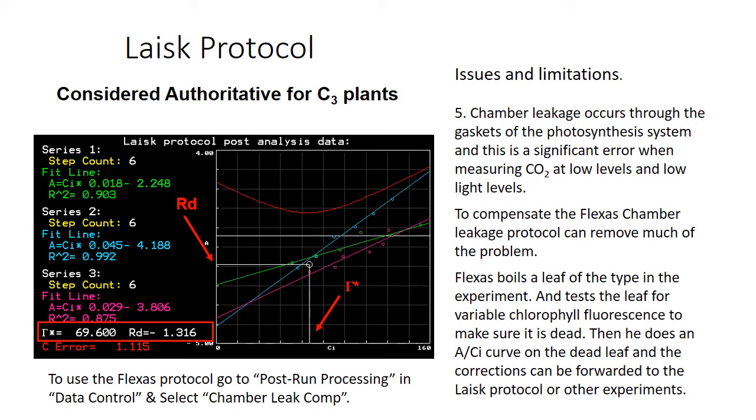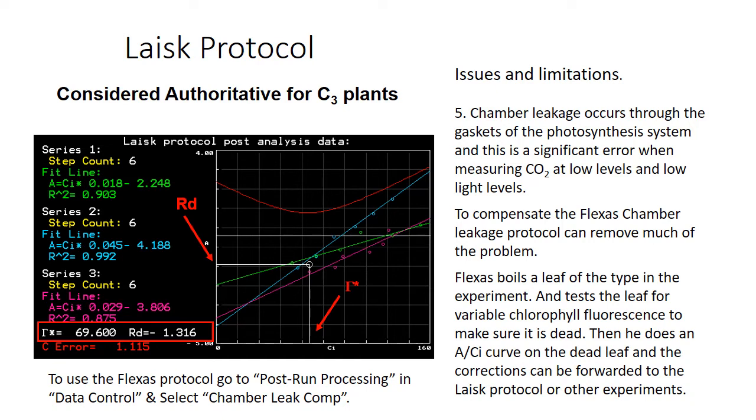Chamber leakage is an issue for the LASIK protocol because you're dealing with low light levels and low CO2 levels. So leakage is a significant issue. To get around this problem, we included the Flexus chamber leakage protocol. What Flexus did is he would take a leaf of the type that is used in the experiment and boil it.